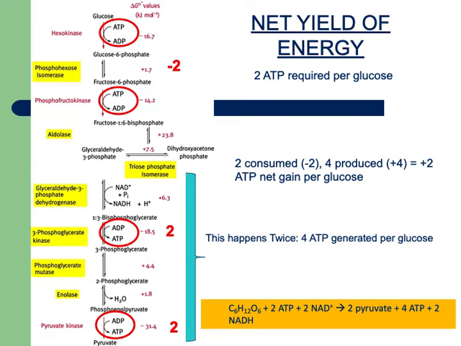Always come back to the biochemical equation for glycolysis, which is down at the bottom of the slide in orange, where we have 1 glucose molecule plus 2 ATP consumed plus 2 NAD+ consumed leads to the production of 2 pyruvate, 4 ATP, and 2 NADH.